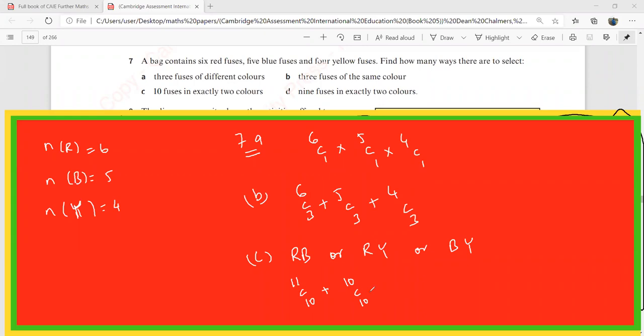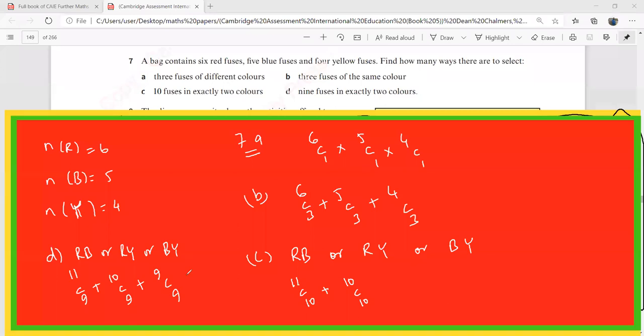9 fuses in exactly 2 colors. So this would now be RB or RY or BY. So now this can be 11C9 plus 10C9 and then plus 9C9.